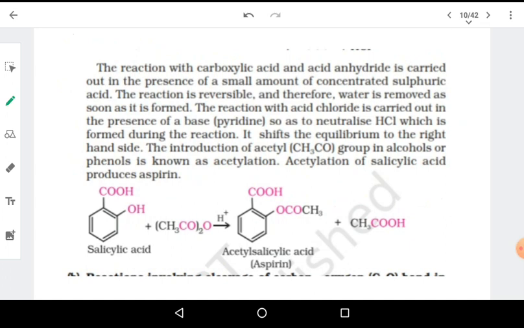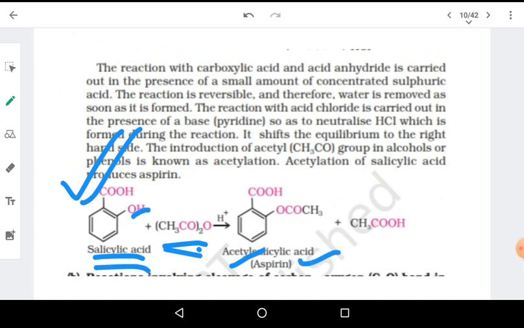Let us now see another very important equation, that is this. Here you can see salicylic acid. Now what is salicylic acid? We have COOH at the first position and OH in the neighboring carbon. That is reacted with this compound and we are getting acetyl salicylic acid. You have to study the formula for acetyl salicylic acid. This acetyl salicylic acid is used for the preparation of a drug and that drug is known as aspirin. So this is a very important equation. So we have to study that acetylation of salicylic acid produces aspirin.